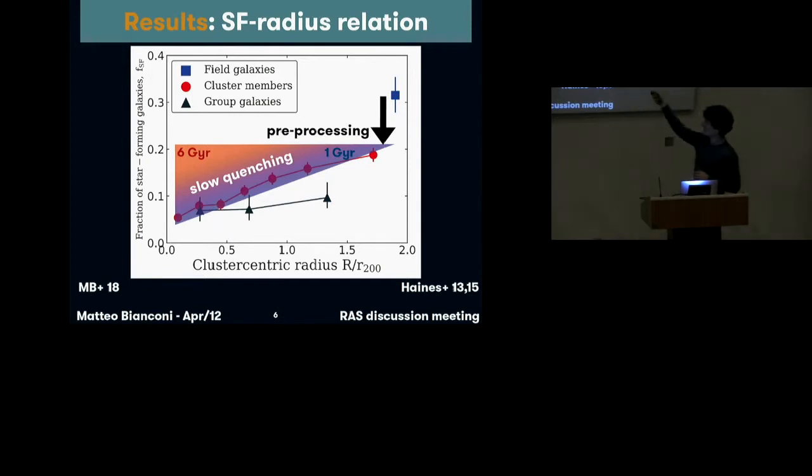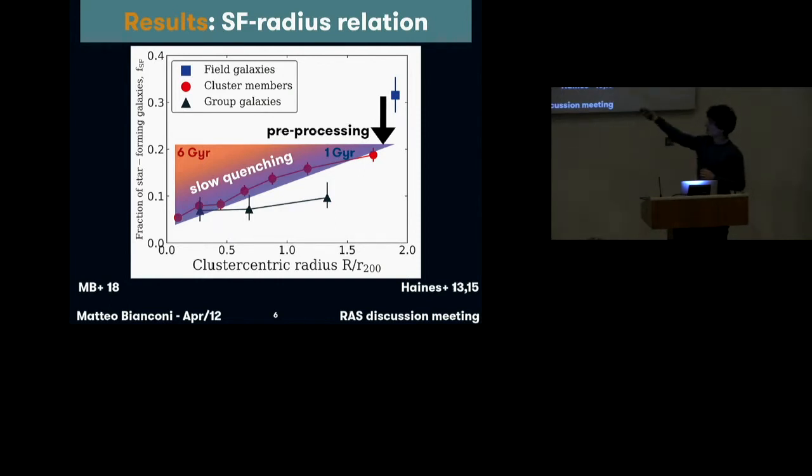But more importantly, once again, we need this process to start earlier than the actual arrival or the pass through the virial radius. And so the necessity of pre-processing, and so environmental effects, as you want to call it, already occurring prior to the inflow of these objects into the cluster potential. And crucially also, what we see for groups is quite striking.